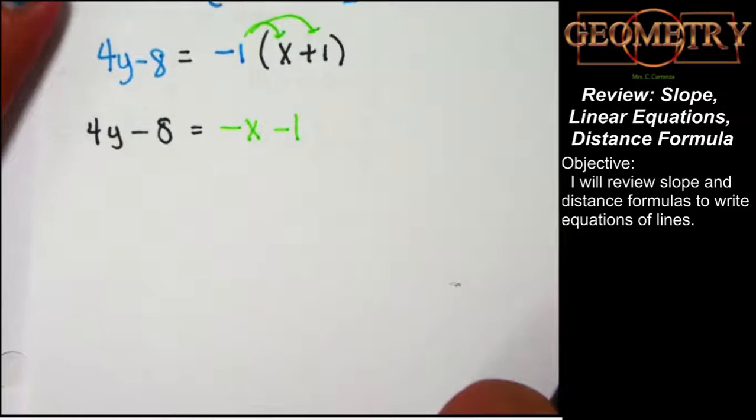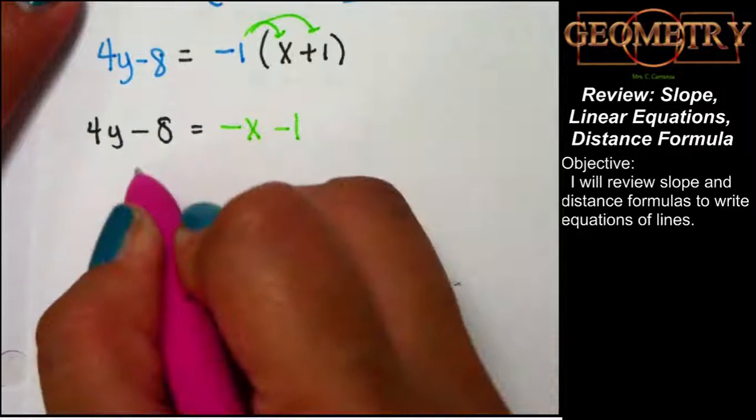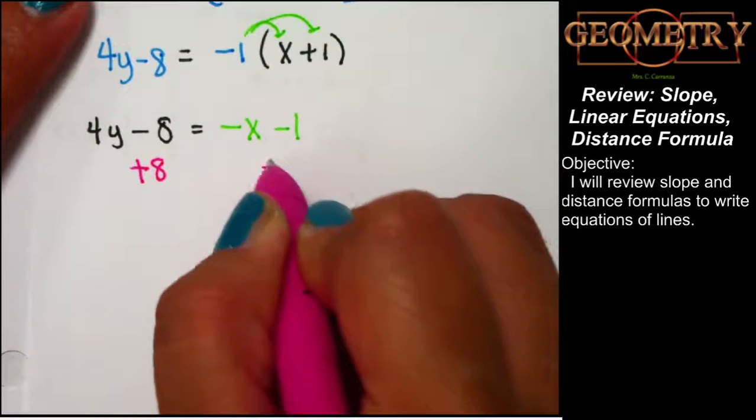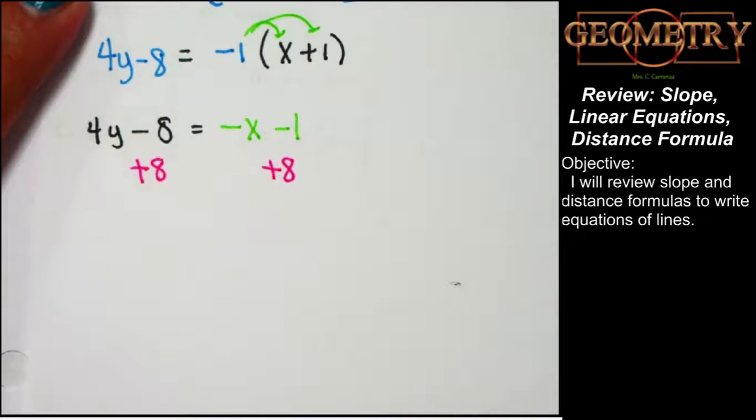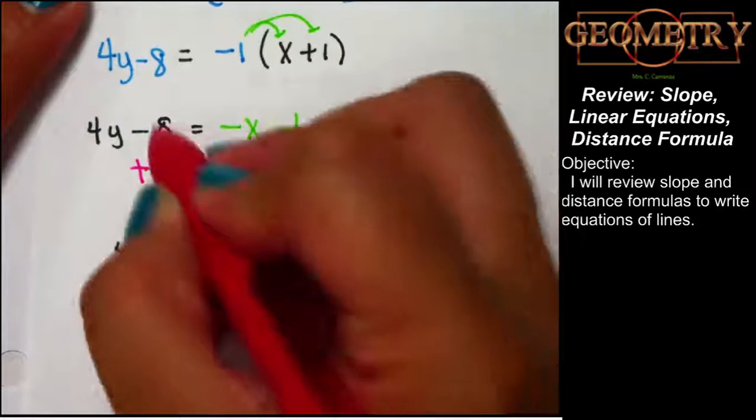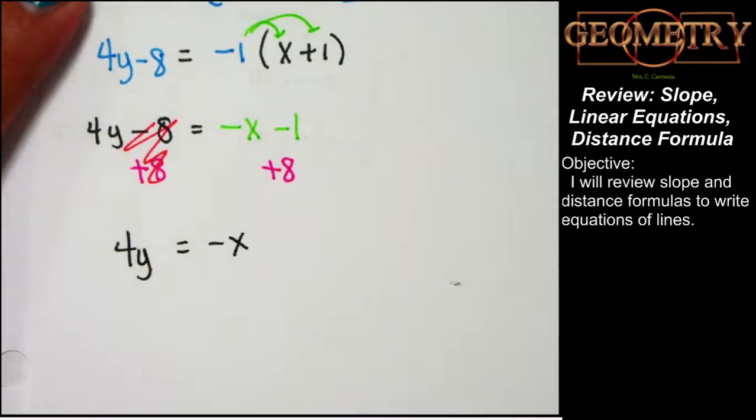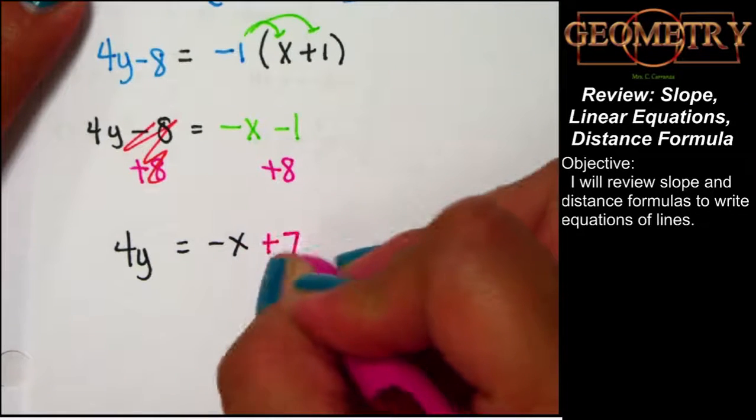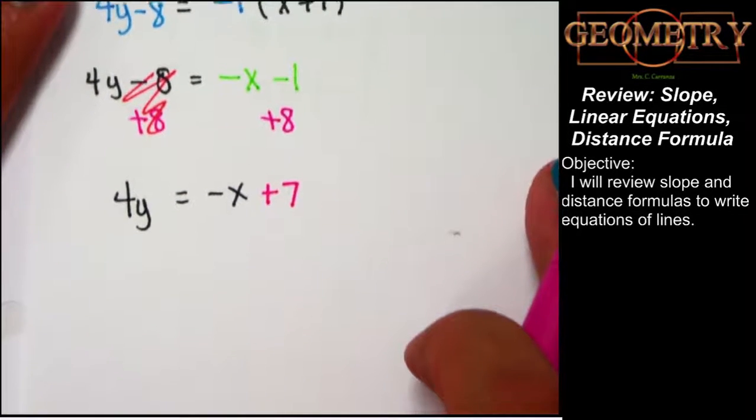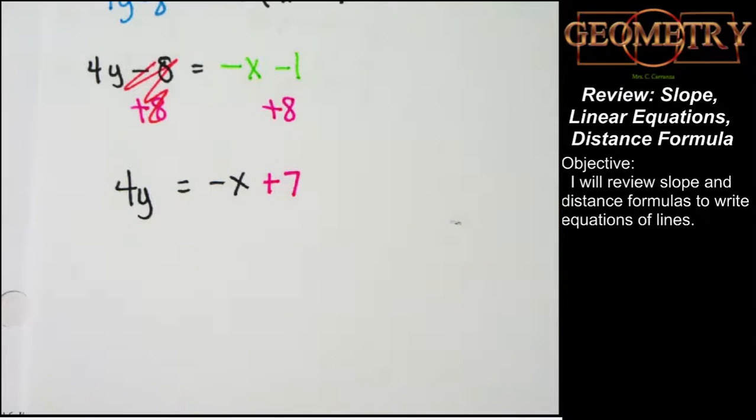And now we're getting closer. Remember, our goal is to get y all by itself. So negative 8, I'm sorry, you've got to go away. Goodbye, negative 8. That's going to leave me with the 4y by itself on this side, and a plus 7 over here. So far, so good? Got to get rid of the 4, though, because remember, we want y all by itself.